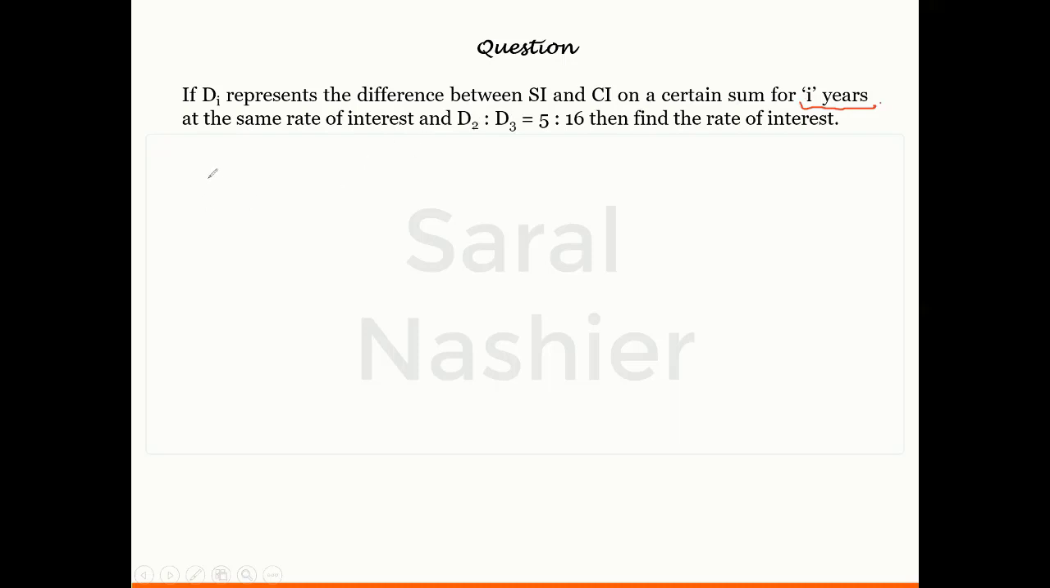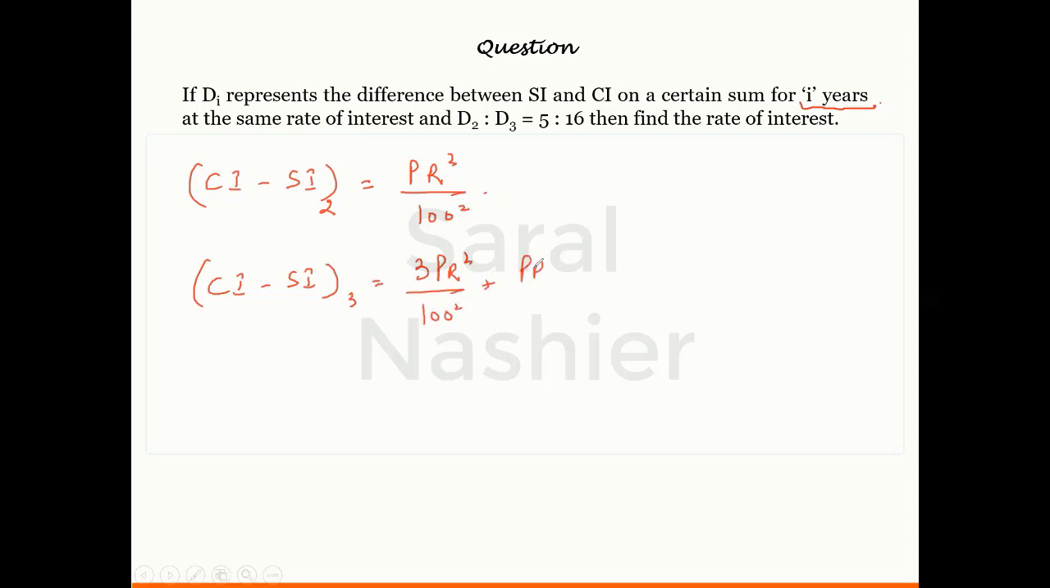I hope you remember we discussed that the difference between compound interest and simple interest for 2 years has a direct formula, which is PR square divided by 100 square. And similarly, there is a direct formula for compound interest minus simple interest for 3 years. It is 3 PR square divided by 100 square plus PR cube divided by 100 cube.